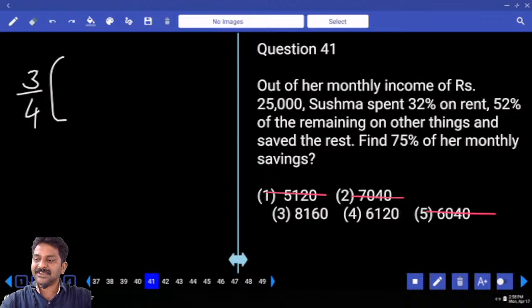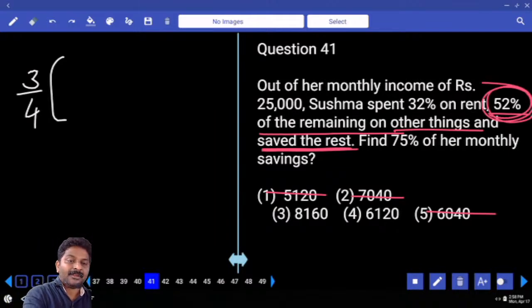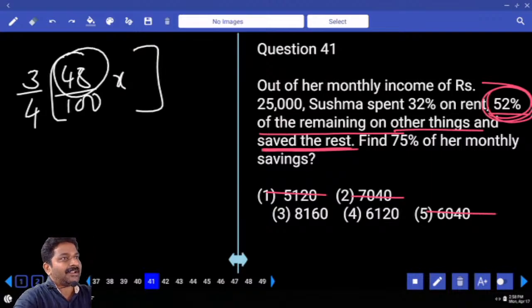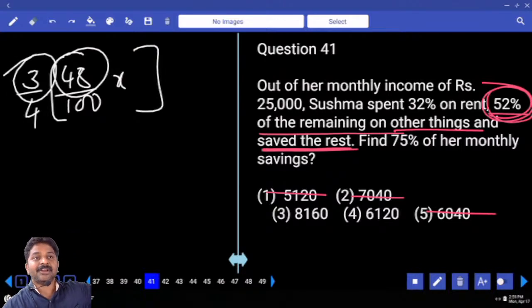Now, when it comes to savings, 52% of the remaining is spent on other things and saved the rest. Rest in the sense remaining only. If 52% is over, how much is left? 48% of some number. Here also I don't need the X value. I'll try to identify my answer. Even in 48, if there is a 3 multiple, and already we have a 3 multiple, the answer must be, go to third option. Is that a 9 multiple? 45.